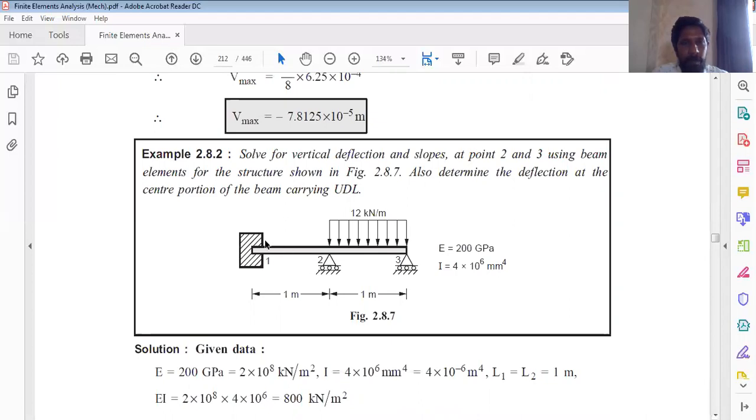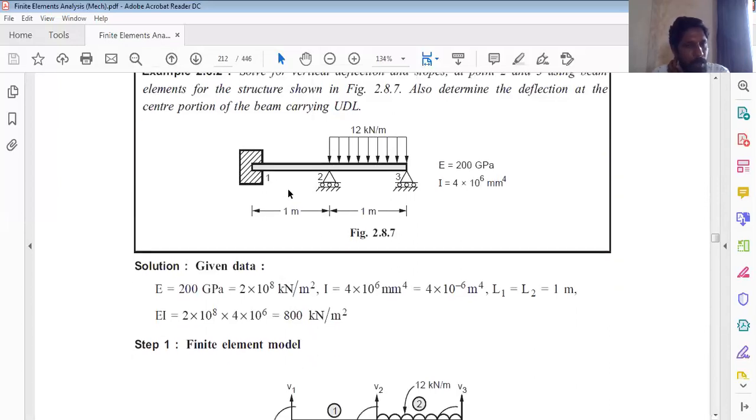So considering one more numerical, here it consists of a two element beam. Node 1 is completely fixed, node 2 has the roller support, node 3 also has the roller support, and between 2 and 3 we have a UDL of intensity 12 kilonewton per meter. E value is again 200 GPa, I is 4 into 10 power 6 millimeter to the power 4. It is asked to find the rotations at node number 2 and node number 3, meaning that we have to find the values of theta 2 and theta 3, and also the maximum deflection at the center of the beam carrying UDL.